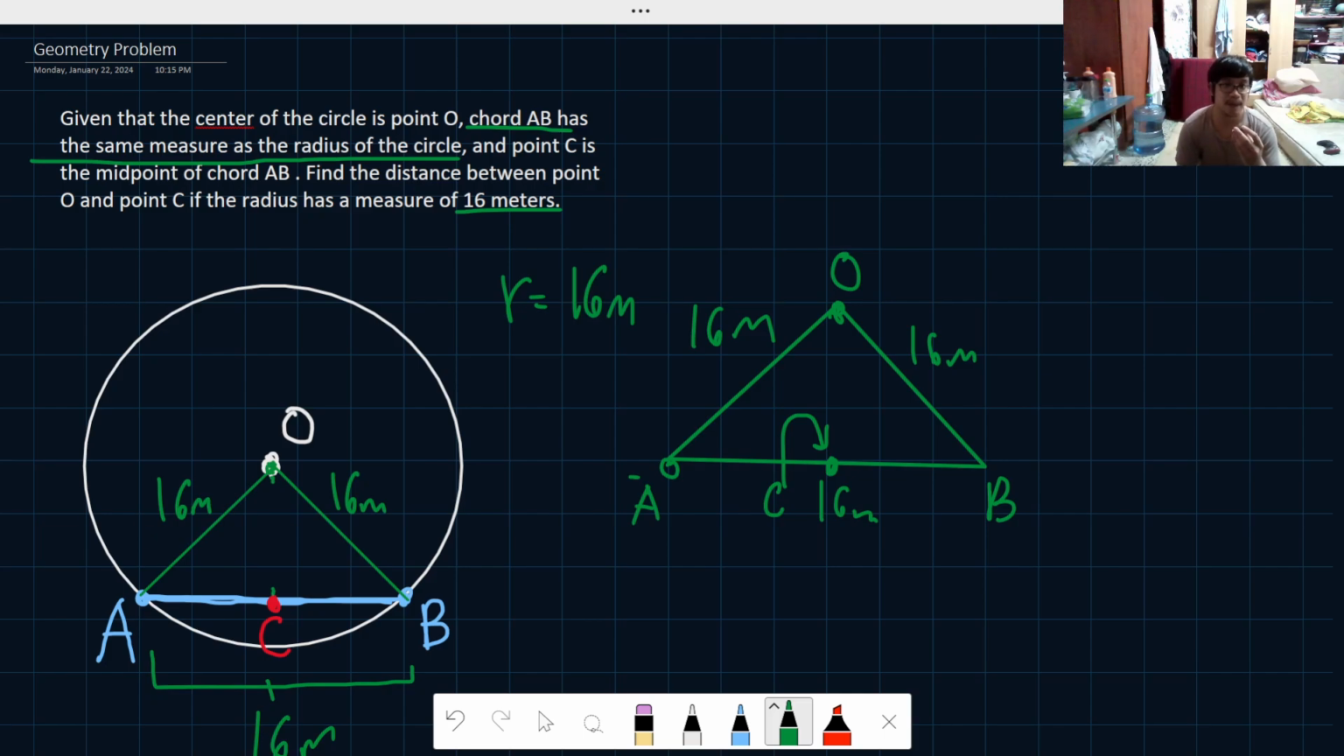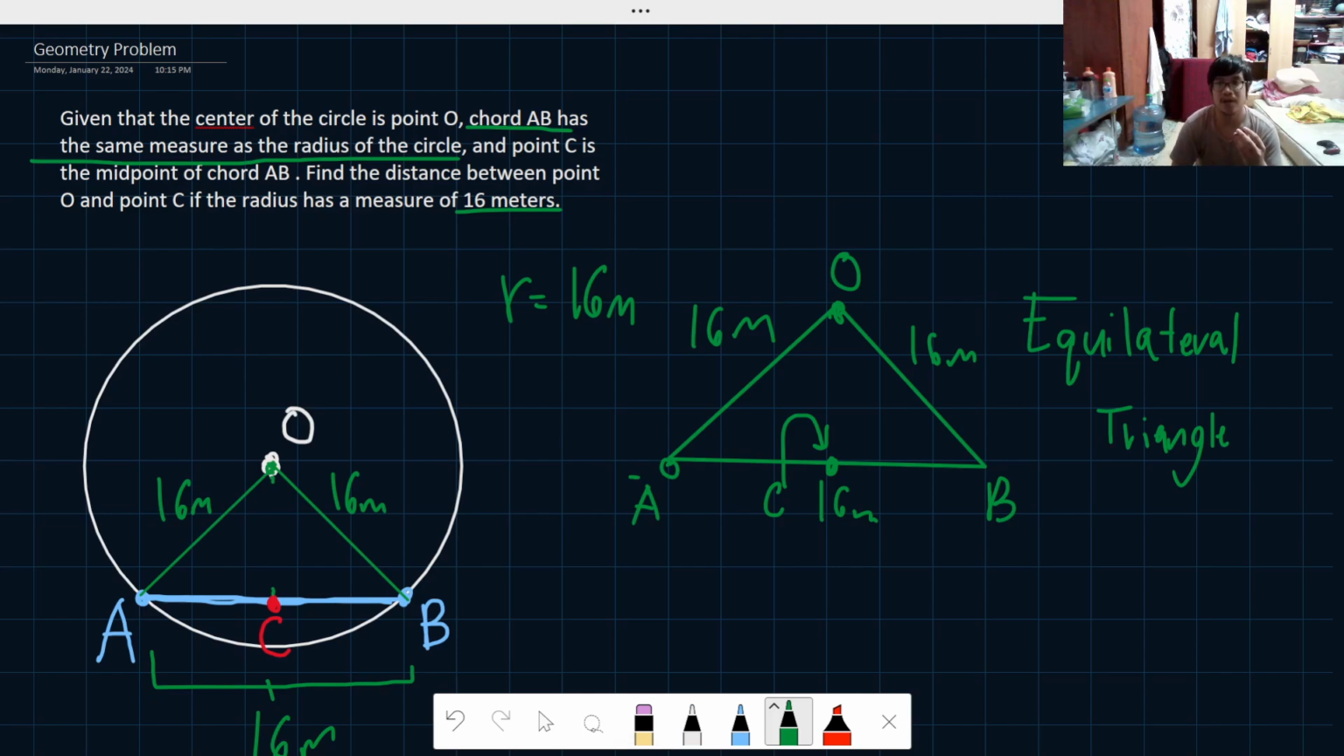So what does that imply? If all sides are the same, this is an equilateral triangle. Right? This is an equilateral triangle, meaning this triangle has the same measurement on all sides. Correct me if I'm wrong, but basically, you get the point. 16 meters here, 16 meters there, and 16 meters on the base.